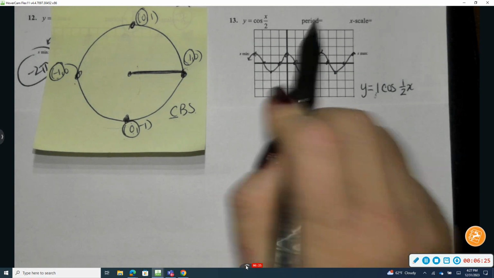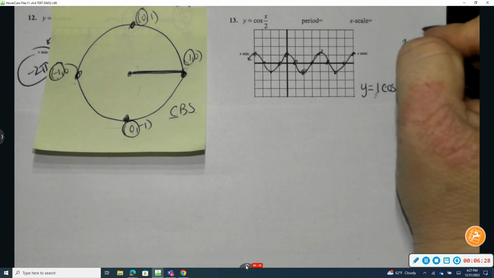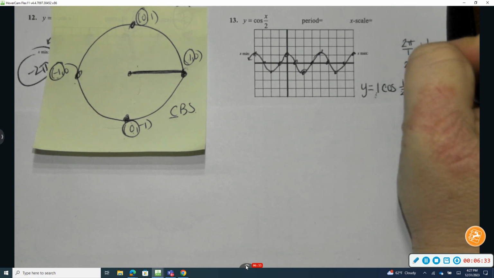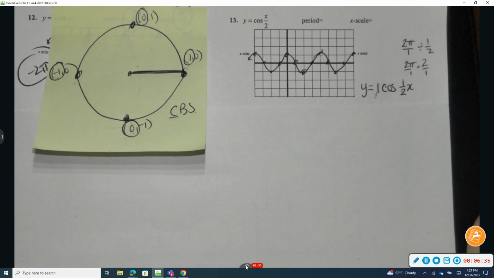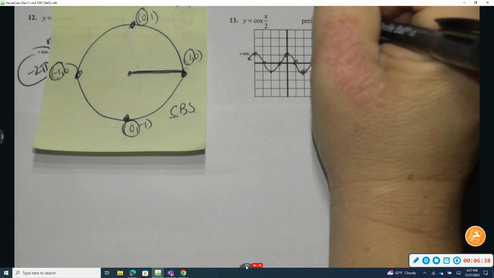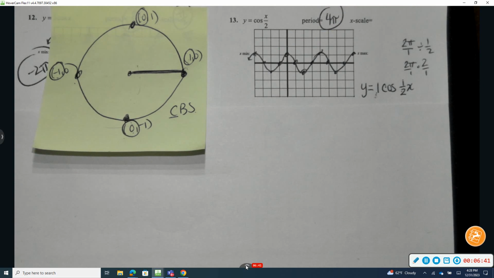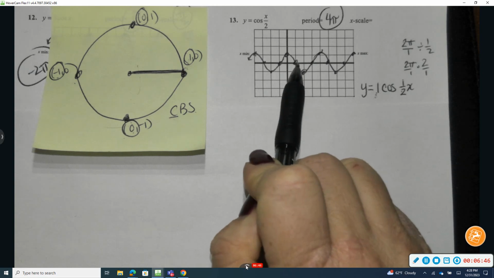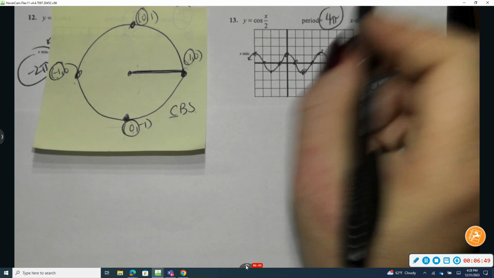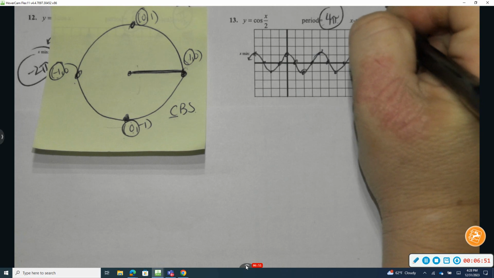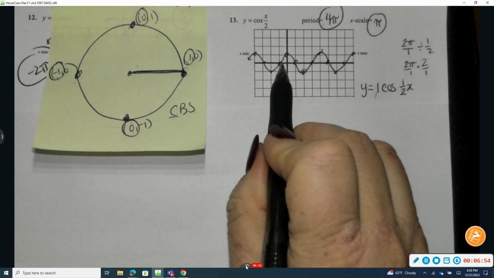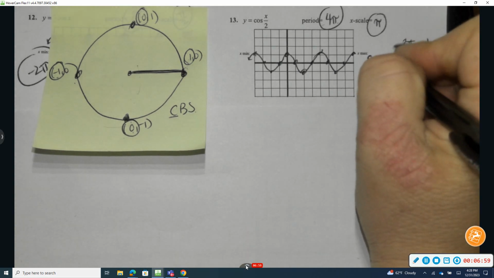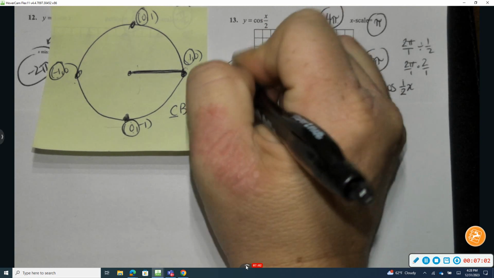So let's figure out the length of the period. I'm going to take 2 pi, and I'm going to divide it by 1/2, the value in front of the x. When we divide fractions, we multiply by the reciprocal of the second fraction, in this case to end up with 4 pi. Now to figure out the x-scale, or the distance on the x-axis for each step, I'm going to take this value and divide by 4. 4 pi divided by 4 is simply 1 pi. Okay, each cycle is 4 pi, so this is 4 pi and 4 pi, equaling 8 pi to the right and 1 cycle to the left.